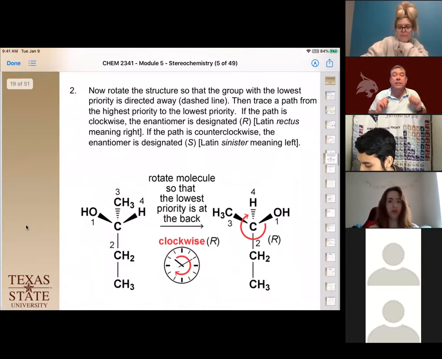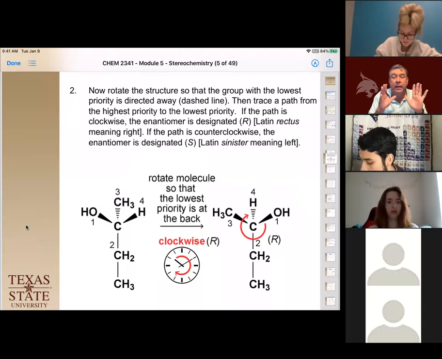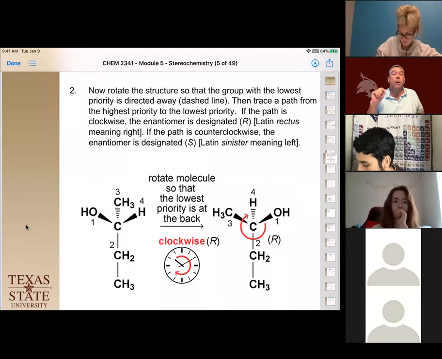Now, once we've assigned priority, we can assign R and S, okay? So we have 1, 2, 3, and 4 assigned, and all we have to do is make sure we are looking at this correctly. We always move it so that the number 4 priority is sticking away from us, okay? And when we have number 4 priority sticking away from us, we look at it as a clock face. Then we ask, is going from 1 to 2 to 3 clockwise or counterclockwise?